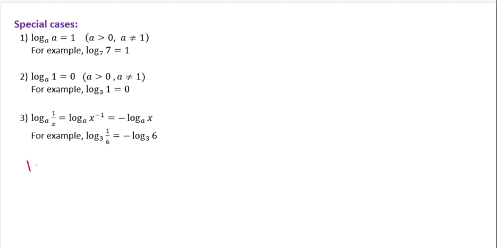Let's say I have log to base 3 of 1 over 6. This one, guys, can be written like log to base 3, and 1 over 6 can be written like 6 to the power of negative 1. And according to the power rule, I can write down the negative 1 to be the coefficient. So here negative log to base 3 of 6. And we're going to prove it later, inshallah.